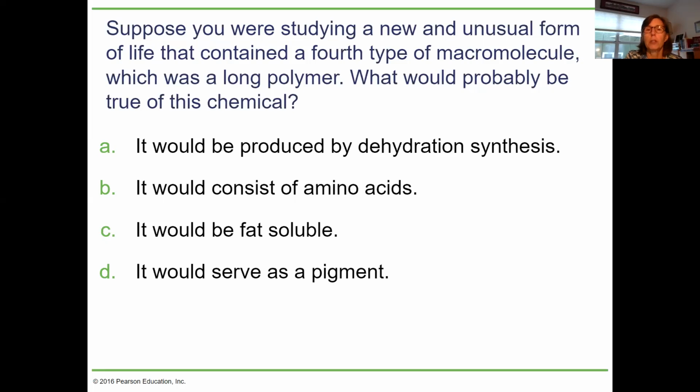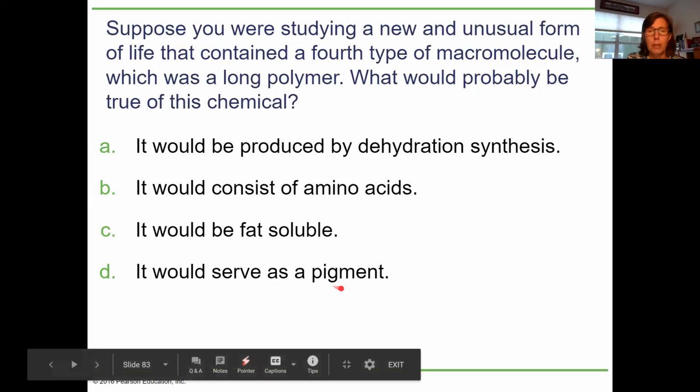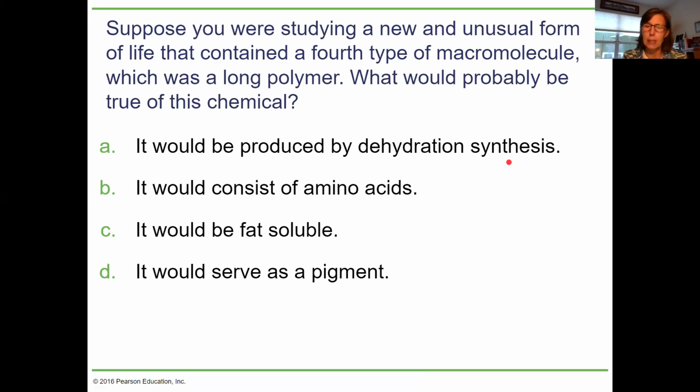Suppose you're studying a new and unusual form of life that contained a fourth type of macromolecule, which is a long polymer. What would probably be true of this chemical? Well, they're not saying it's a protein, so it's not necessarily composed of amino acids. We don't know that it's going to be fat soluble, and we have no information about whether it functions as a pigment. What about this? Produced by dehydration synthesis. So we looked at carbohydrates, nucleic acids, proteins, all of those polymers formed by dehydration, removal of water to associate the two monomers. Probably the right answer there.